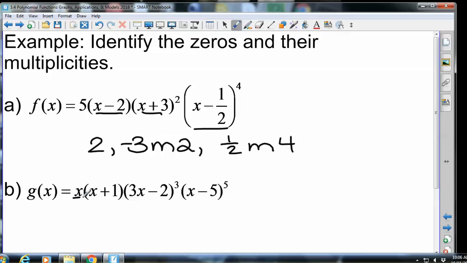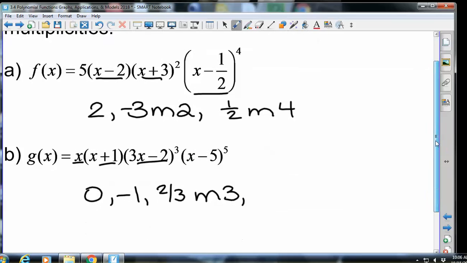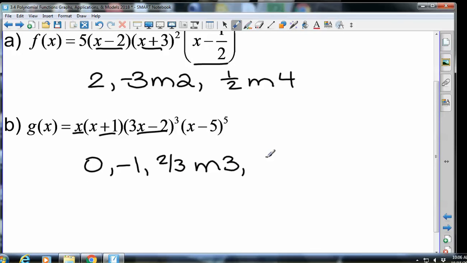So we have this x out here. What's that going to be? 0. x plus 1, negative 1. 3x minus 2, and that was cubed, so that's a multiplicity of 3. And x minus 5. 5, multiplicity 5 because it was to the 5th power. Are we okay with that?